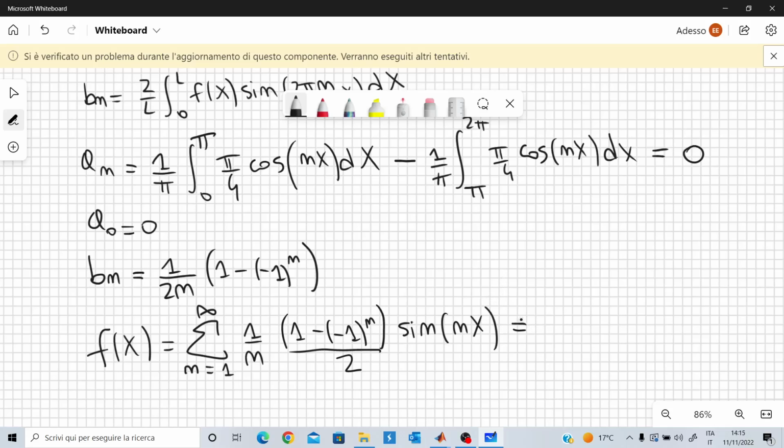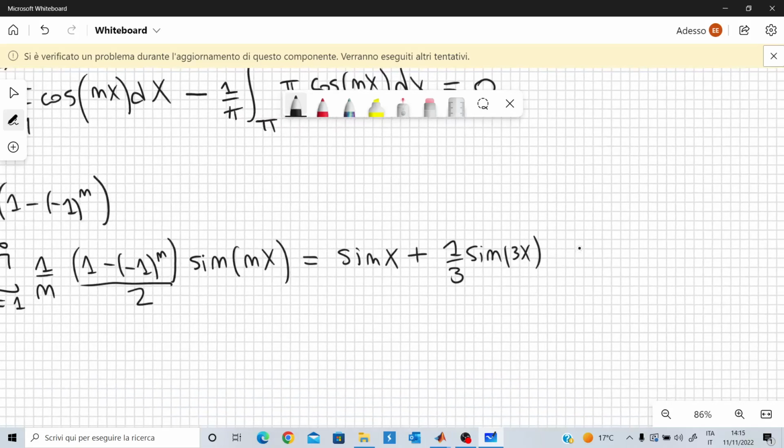And this means that if you consider some terms, for n equal 1 you get sine of x, then for n equal to 2 you get 0 because this will give you 0. For n equal to 3 you will get 1 over 3 sine of 3x. For n equal to 4 you get 0, then you get 1 over 5 sine of 5x, and you get the pattern here. It's a very easy pattern.